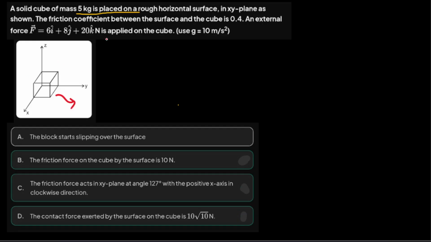Done? ये दिख रहा है आपको. The friction coefficient between surface and the cube, that is on this surface, the xy plane's surface, is given as 0.4. An external force of this value is applied on the cube. So we are applying external force of this value. Then we are getting asked: the block starts slipping over the surface, friction force on the cube, friction force का direction somewhat, and the contact force exerted by surface on the cube.